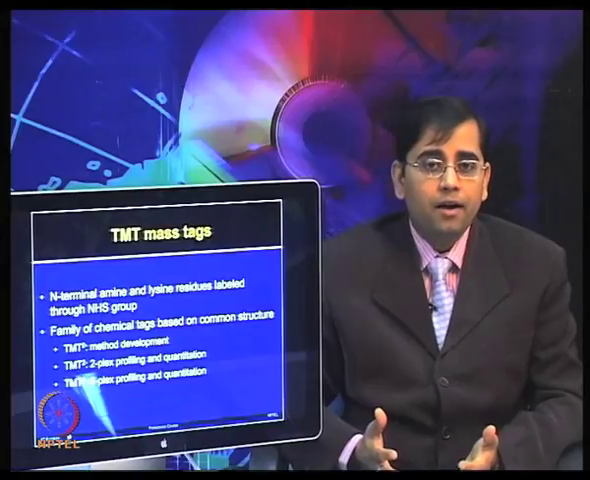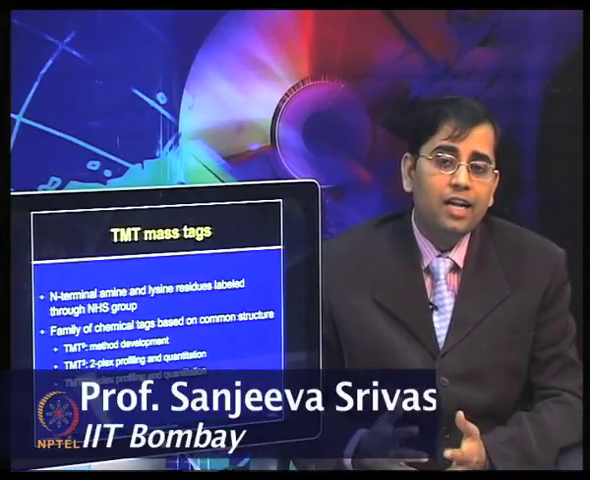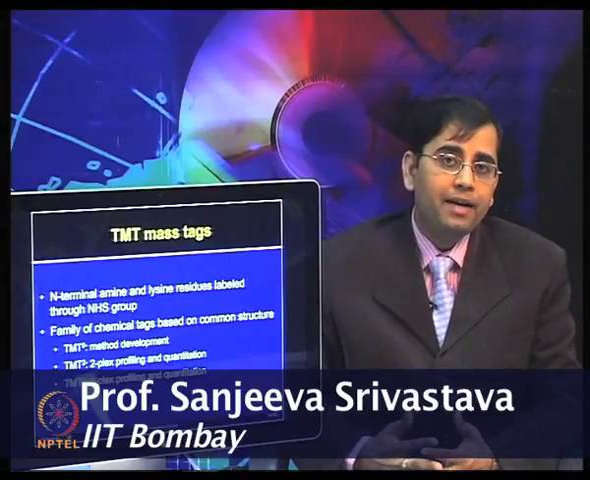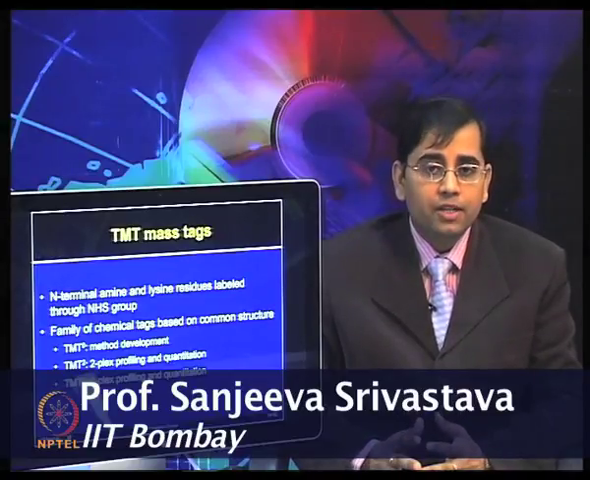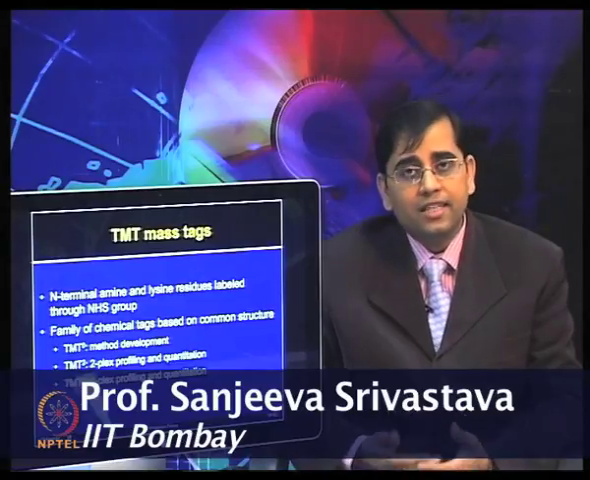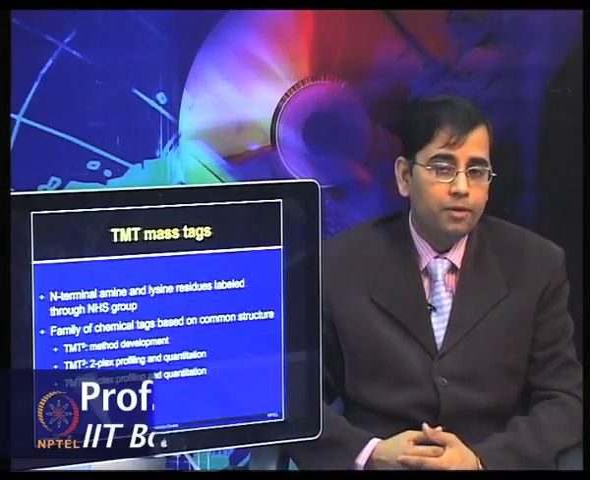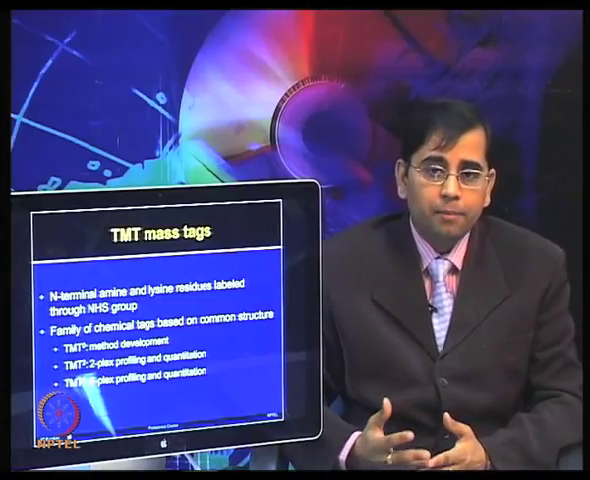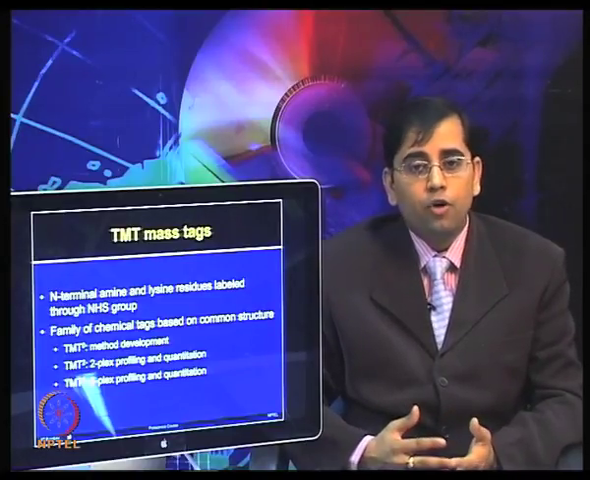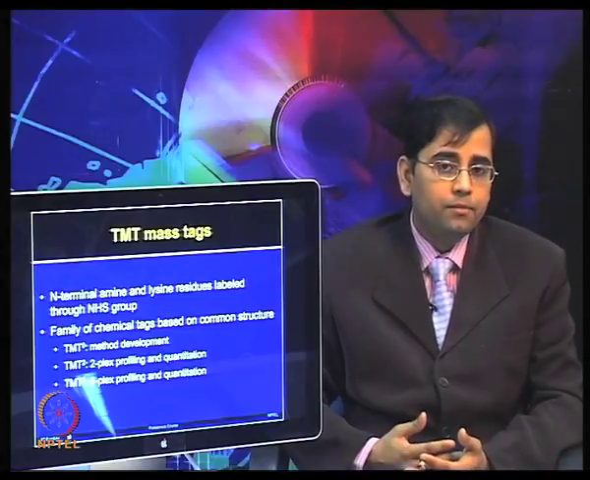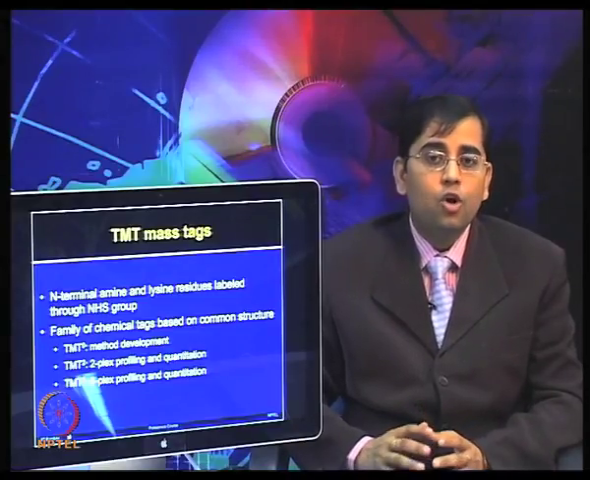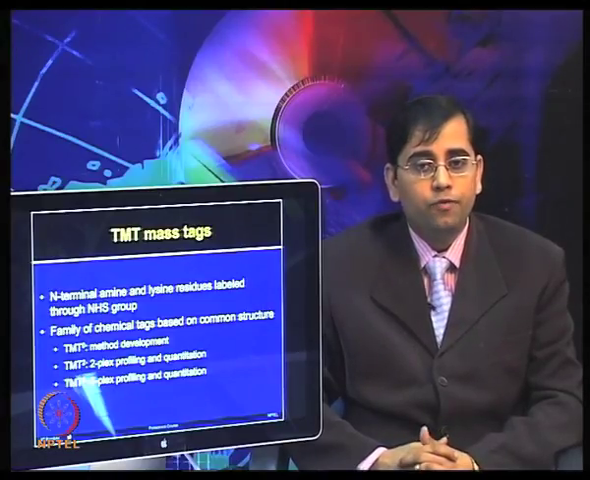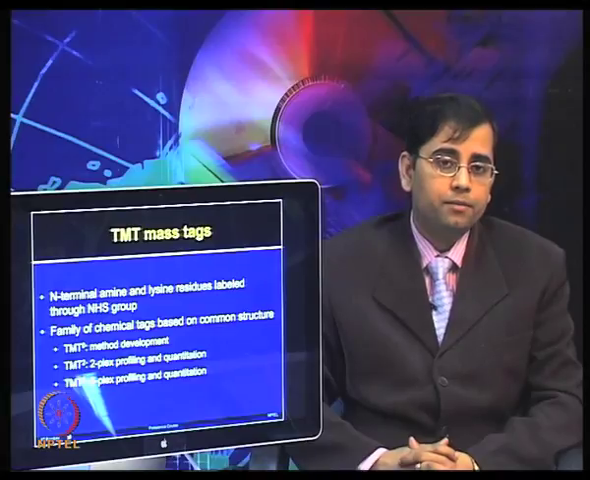So, these TMTs are an innovative set of isobaric mass tags for labeling proteins and peptides at amine functions, and mixing of up to 6 different protein samples is possible. While duplex and 6-plex TMT labels differ by the number of isotopic substitutions, TMT 0 is the non-isotopically substituted structure that has been produced only for method development.